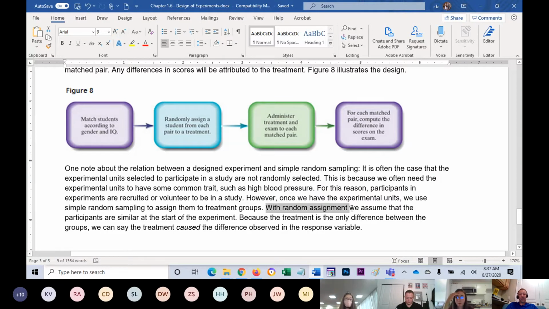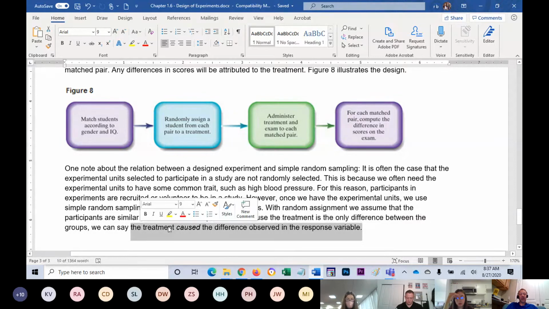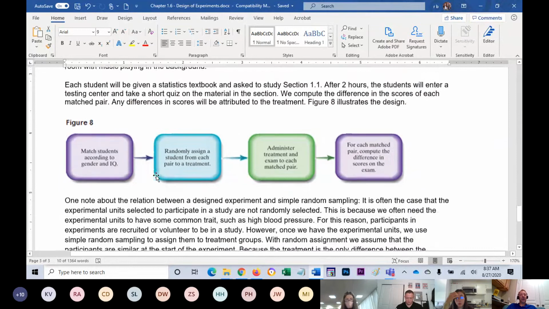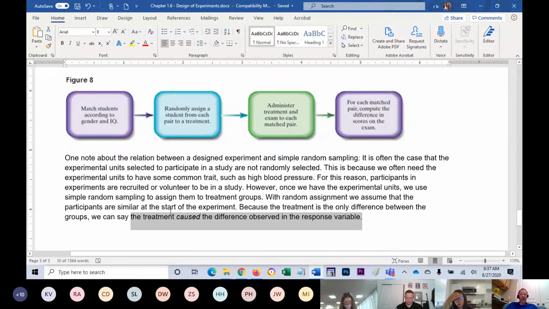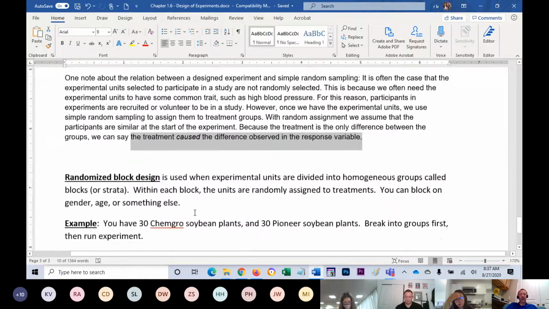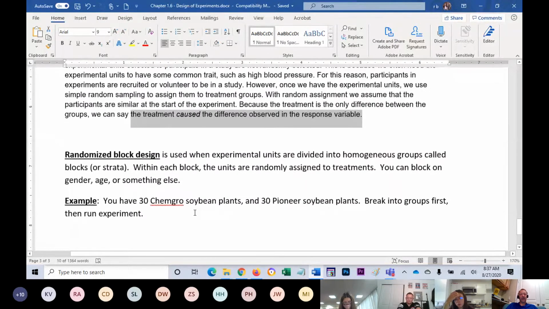So with random assignment, we will assume that the participants are similar enough at the start of the experiment. Because the treatment is the only difference between the groups, we can say that the treatment caused the difference, okay? And so if we're recruiting for people with high blood pressure or diabetes or whatever, obviously that's going to mess up our randomization, but we're still going to use randomization later, and hopefully that will be the cause of the difference, okay?